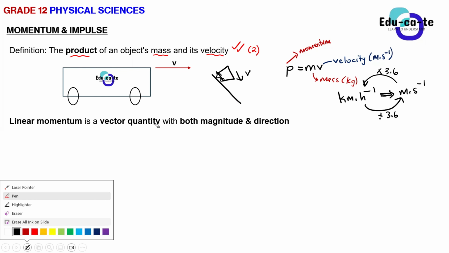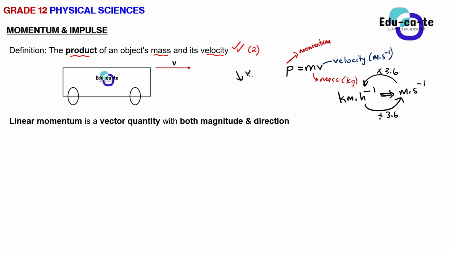Linear momentum is a vector quantity. We classify it as a vector, meaning that the momentum must have a magnitude, a size, and it must also have a direction. Why does momentum have to be a vector quantity? Remember that velocity is a vector quantity. Since velocity is a vector quantity, momentum is also going to be a vector quantity.